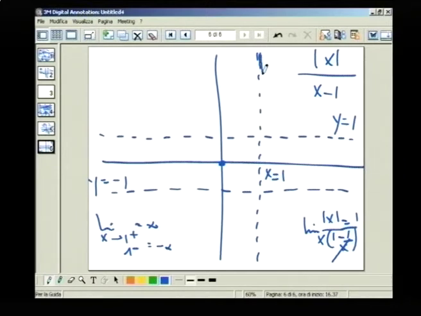It must go this way, and then it must saturate to y equals 1. So it should look like this. From the left-hand side, if x is less than 1, this is negative. So surely it goes this way. But it must pass by this point here, 0, and then it must also saturate to y equals minus 1. So surely it must go again like this.